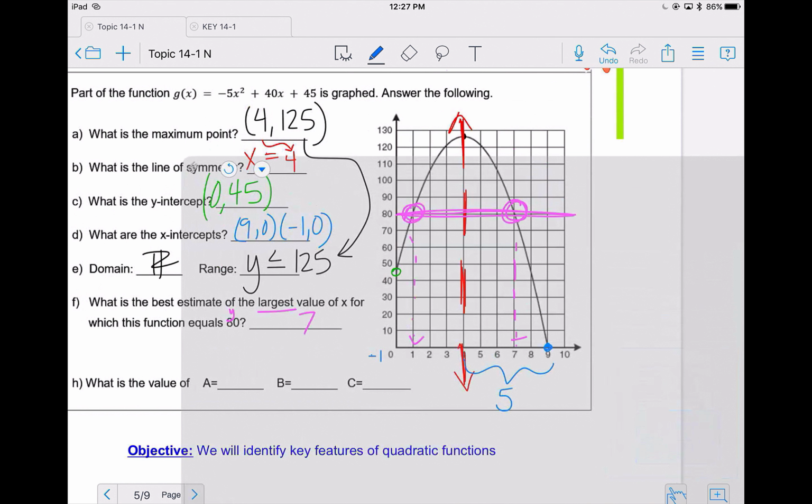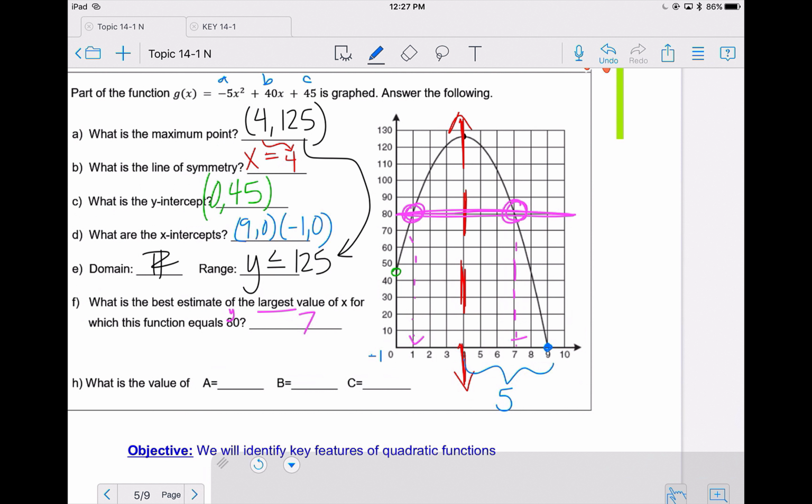And then remember, as long as you have x squared, x, and number, a, b, c, literally follow -5, 40, and 45. They follow the exact same order as long as you have them in the correct order. If they are not in the correct order, then you need to put them in the correct order before you say what a, b, and c are.